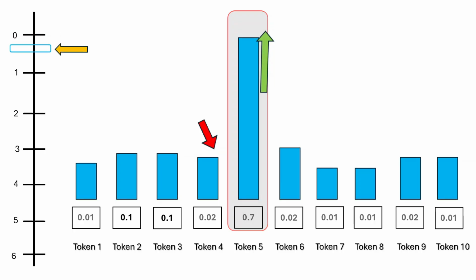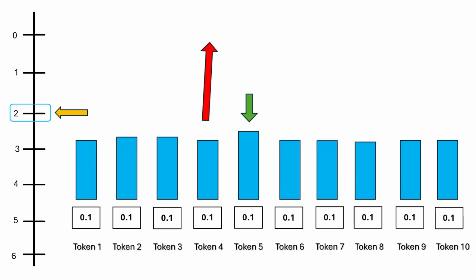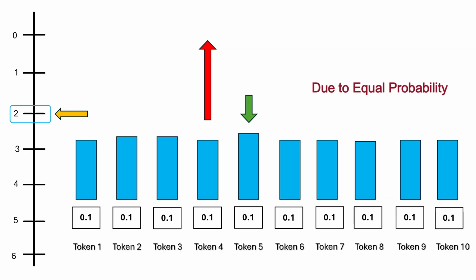And if we increase the temperature, then the distribution will change like this. Here, the probability of less likely words will be increased and the probability of more likely words will be decreased. Now, if we randomly pick any word from this distribution, then every time we will pick different tokens because most of the tokens have similar probabilities. But how this transformation happens?